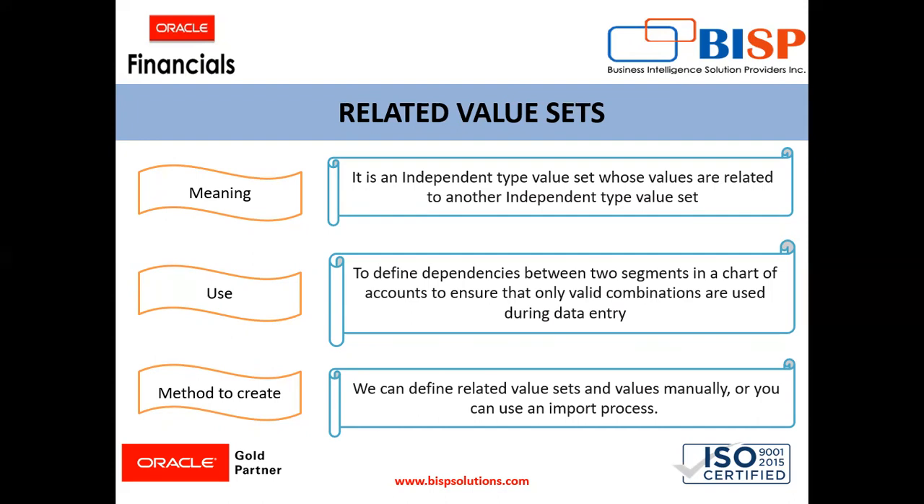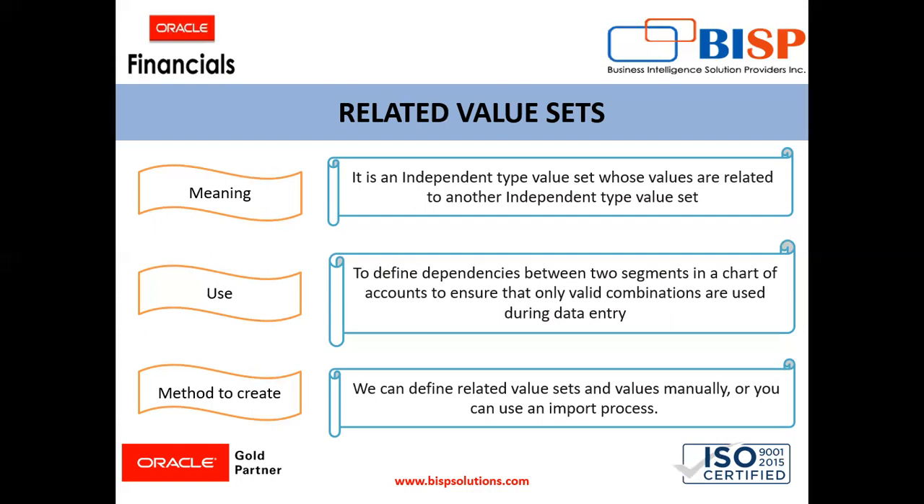What is the use of this? To define dependencies between two segments in a chart of accounts to ensure that only valid combinations are used during data entry. For example, say your enterprise has many segments, say production and marketing. Now there are a few cost centers which are related to production and a few cost centers which are related to marketing. So you can set a relationship between them, and only those dependent segments will be combined while creating the valid combinations.